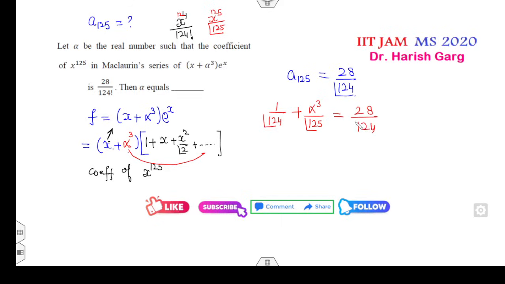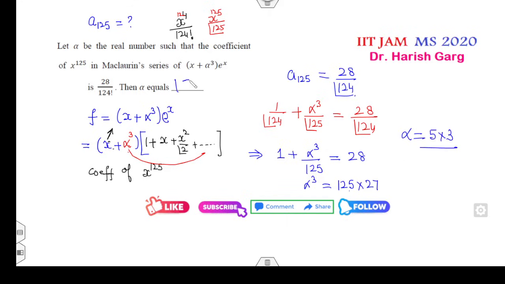Now can you find the coefficients? I can multiply by 124 factorial. This number is alpha cube over 125, which is equal to 28. So alpha cube will be 125 into 27. So alpha will be 5 into 3. So that is 15, the right answer of the problem.